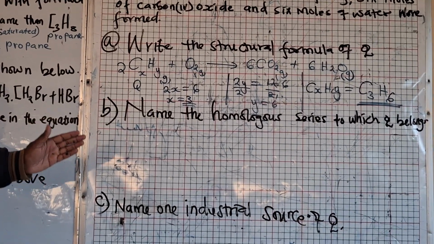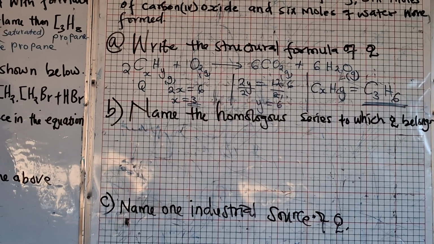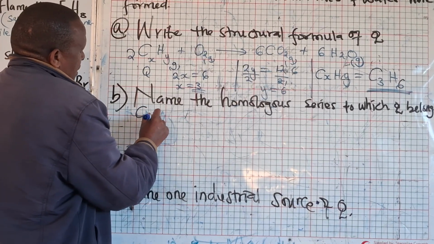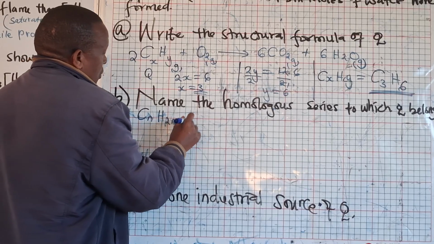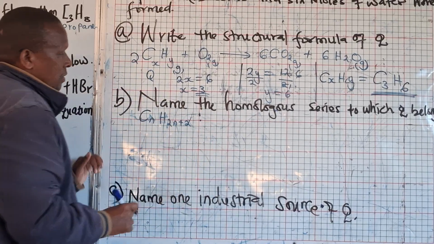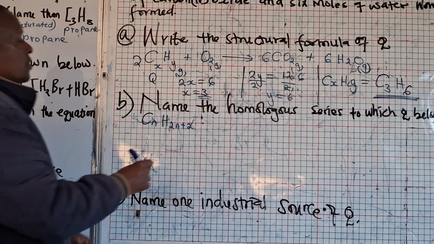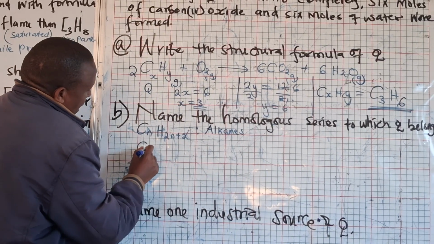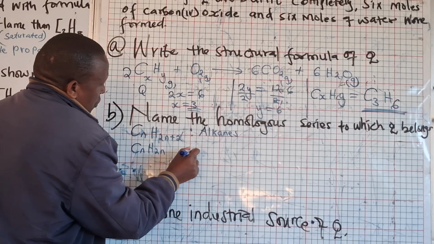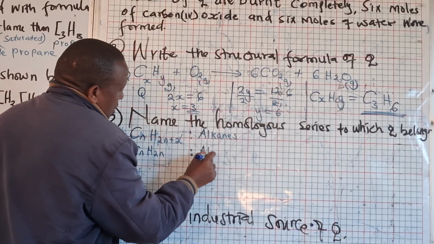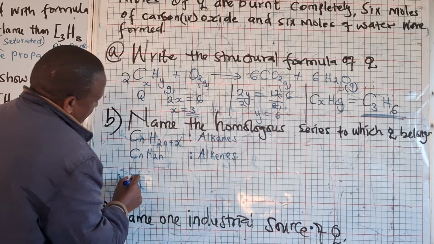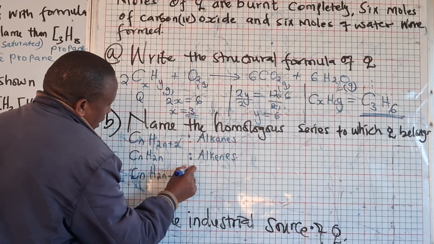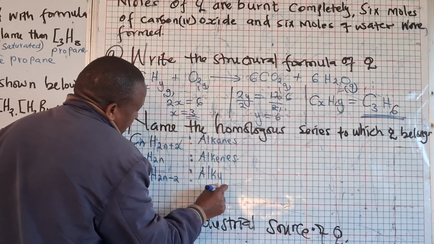Name the homologous series to which Q belongs. So this Q belongs to which homologous series? You look at the homologous series that we have. CnH2n+2 belongs to which organic compounds? Alkanes. Then we have CnH2n, which belongs to alkenes. Then finally CnH2n-2. This one belongs to which organic compounds? Alkynes. Are you seeing that?